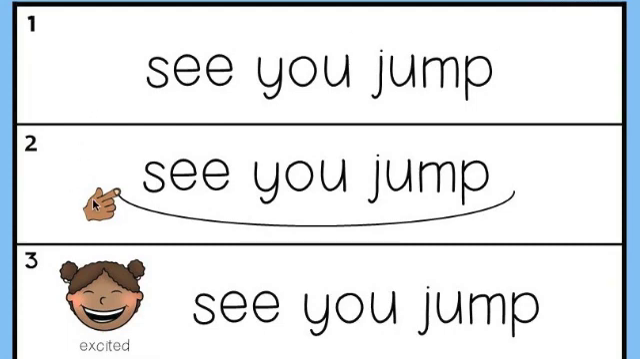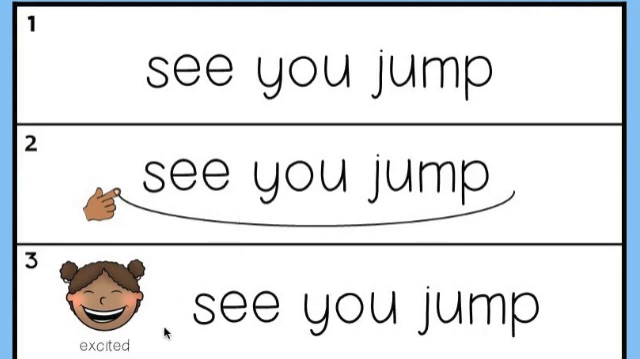The second time we read, we're going to connect all the words together so it's very smooth. You'll start with your finger right where this little hand is, and you'll follow my cursor pointer all the way across so that it points at each word and connects them all together. Let's begin. Ready, go. See you jump.